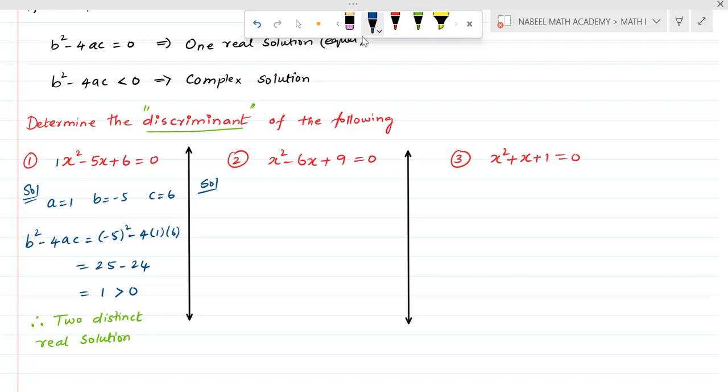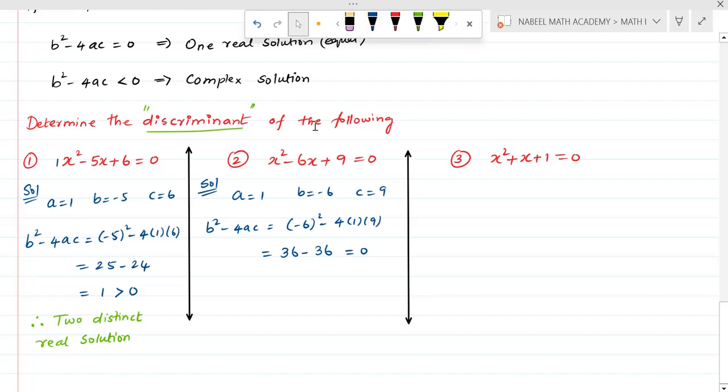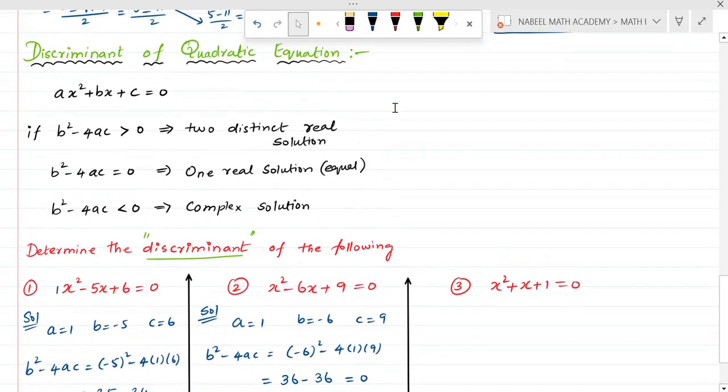Let us go with the next one. Here we will have a, b, c. a is equal to 1, b is equal to minus 6, c is equal to 9. And b square minus 4ac. Therefore, minus 6 square minus 4 times 1 into 9, which is equal to 36 minus 36, which is equal to 0. So when you have 0, what does the rule say? When you have 0, it is only one real solution.